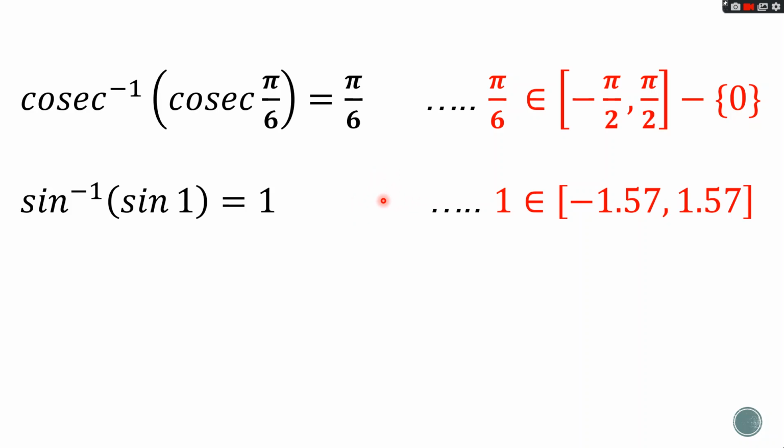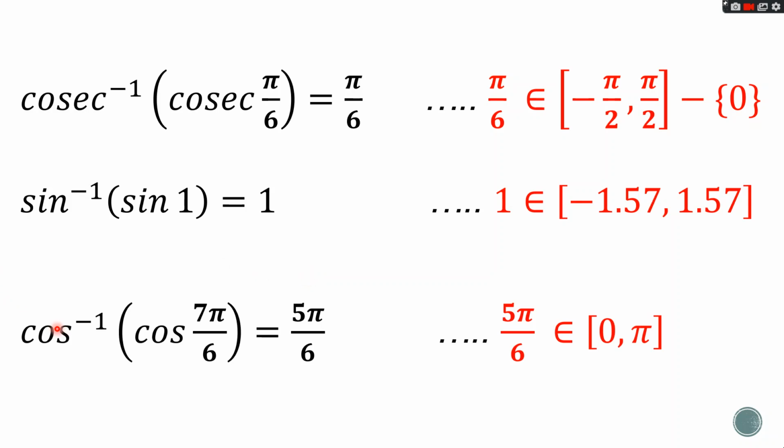Now what is the value of pi? Approximately we consider 3.14. So minus pi by 2 means it will be minus 3.14 upon 2. So it will be minus 1.57. And pi by 2 means 1.57. So you must check whether this value lies in this interval. So 1 belongs to this interval, therefore we can say sine inverse of sine 1 is equal to 1.